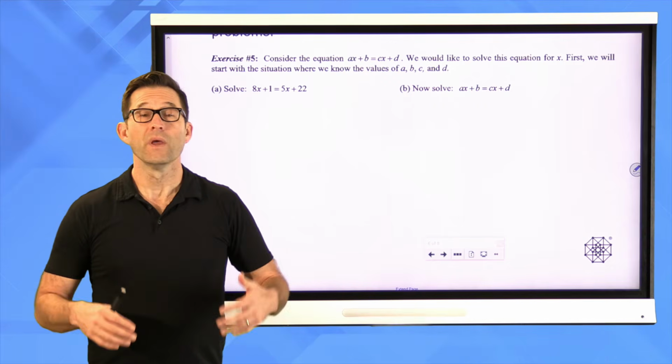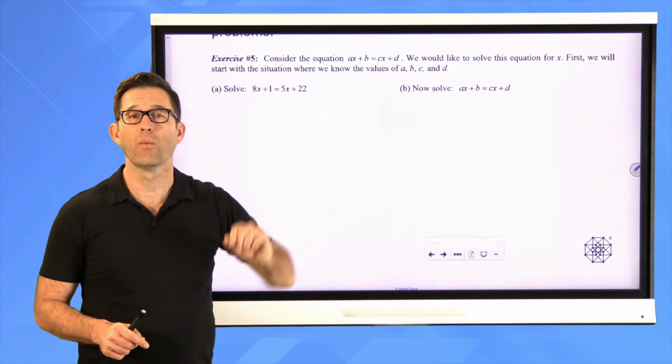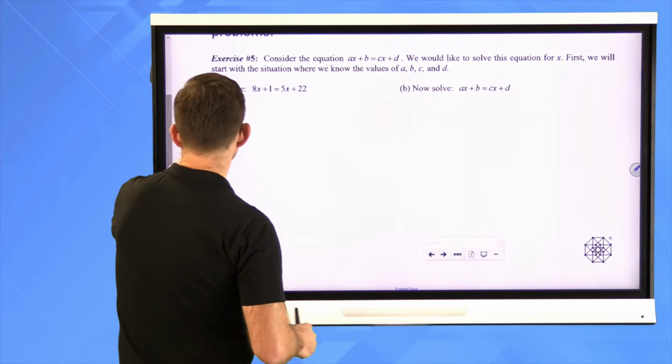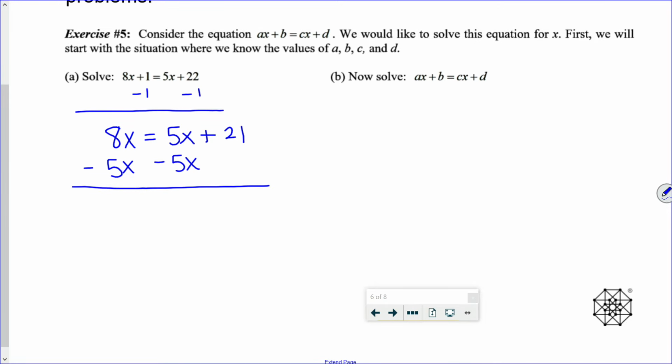All right, well, you could do this in a variety of different ways. What I'm going to do is get all the numbers on one side first. So I'm going to take this equation and subtract 1 from both sides. And that's going to give me 8x equals 5x plus 21. I'm then going to subtract 5x from both sides. And I'm going to get 8x minus 5x is 3x, and that's equal to 21. And then I'm going to divide by 3 on both sides, and I'm going to get x equals 7.